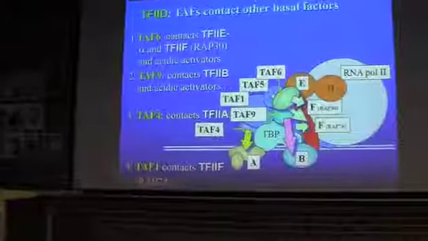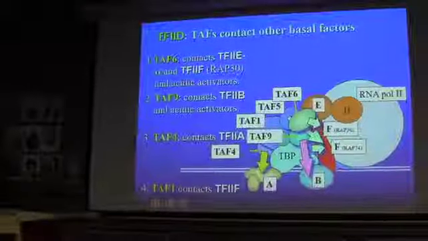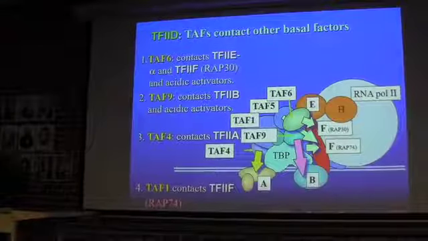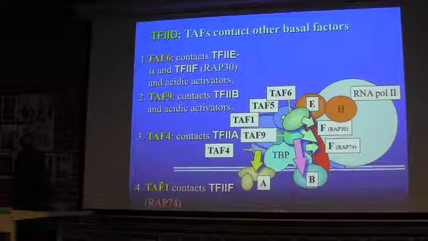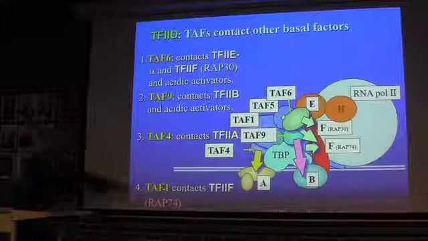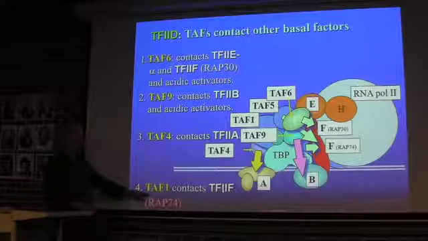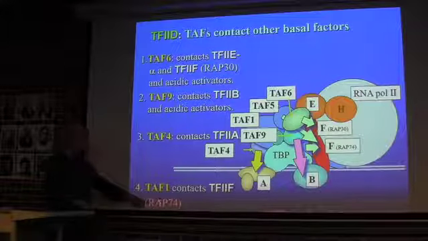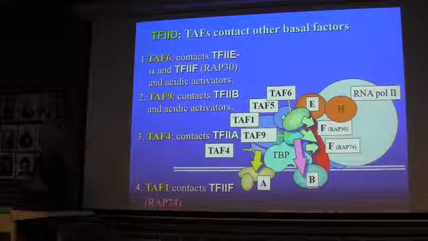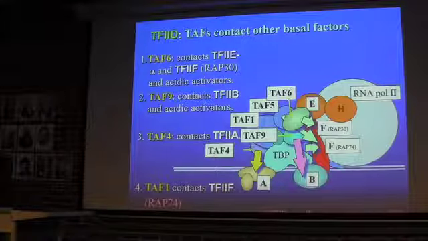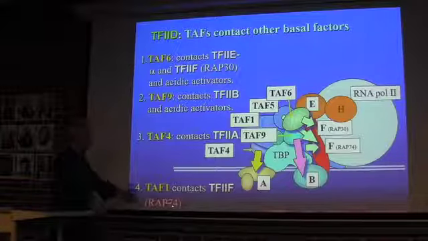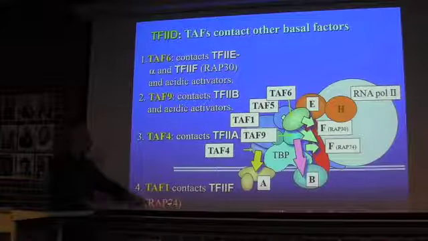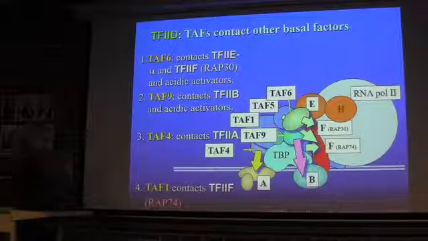TAF1. When will this list stop? Pretty soon. But not soon enough, right? TAF1, this is the largest one. TAF1 is like 250 kilodaltons. It makes contact with the large subunit of TFIIF. That's called RAP74. So already we know a lot about TFIIF. It has 2 subunits, an alpha or a large subunit, which is RAP74, and a smaller one, which is called RAP30.